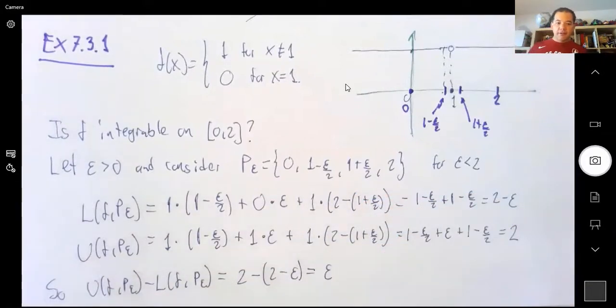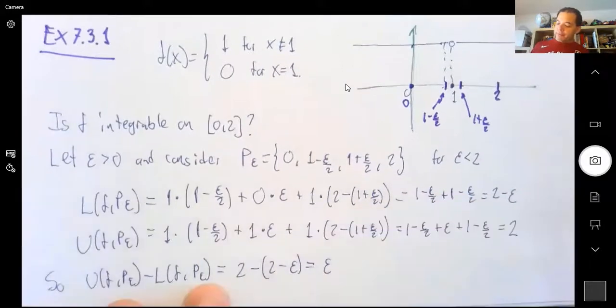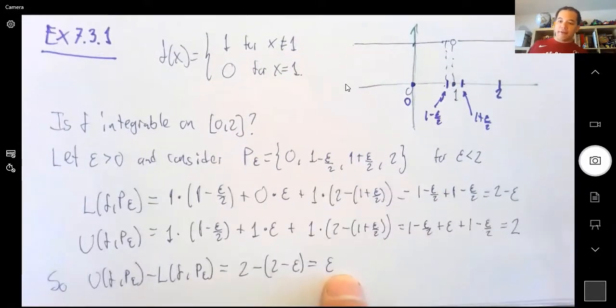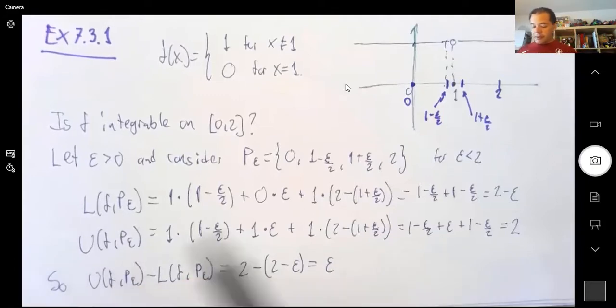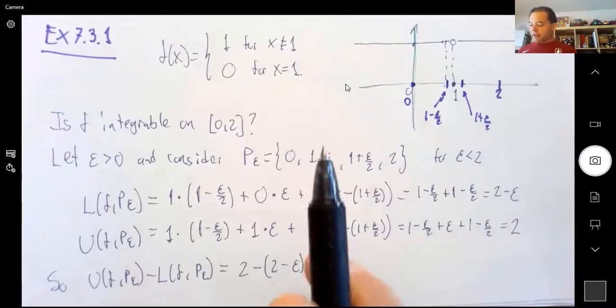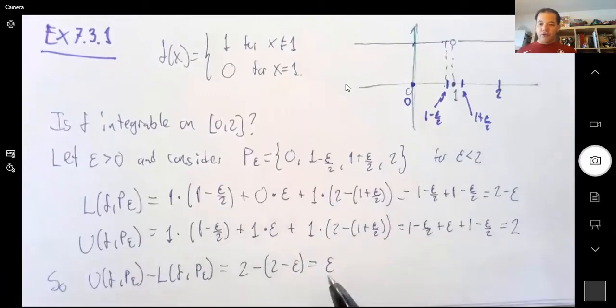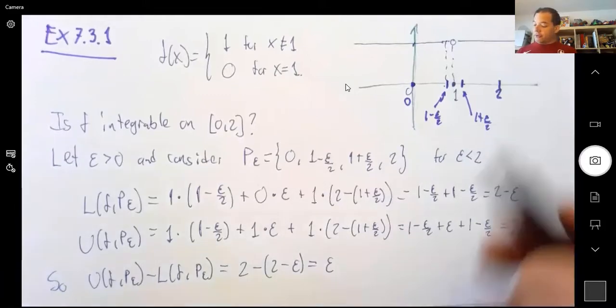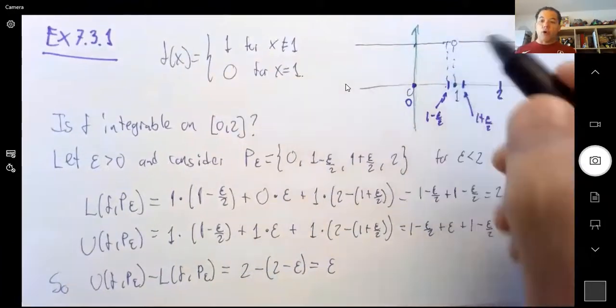Right? So we could find a partition as small as we wanted. It's epsilon. You can make it as small as you want. Therefore, the function is integrable, right? And the integral is actually equal to 2, because that's what it's going to be. Well, I'm not going to do that part right now, but you can continue and show that the integral is actually 2. So it didn't really matter that we had this one discontinuity.